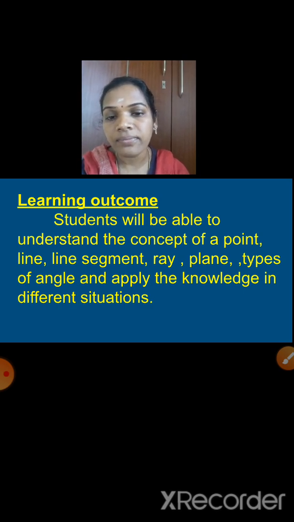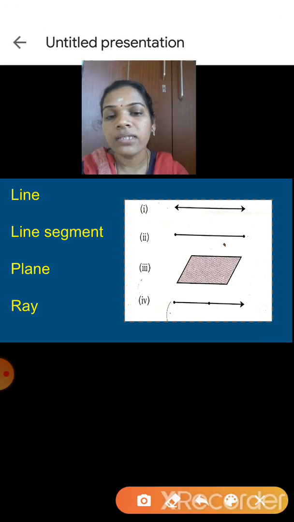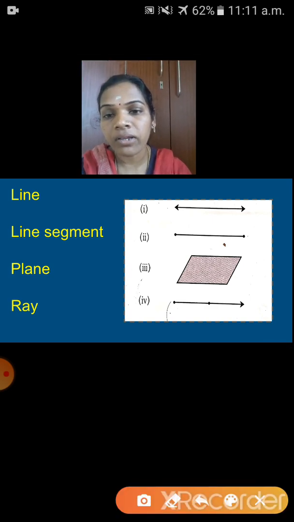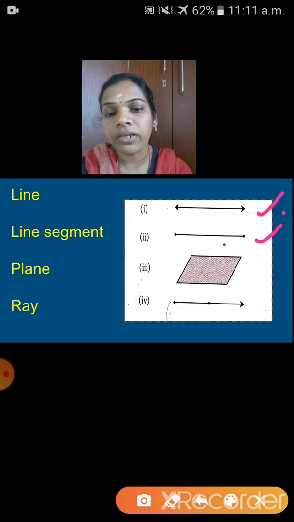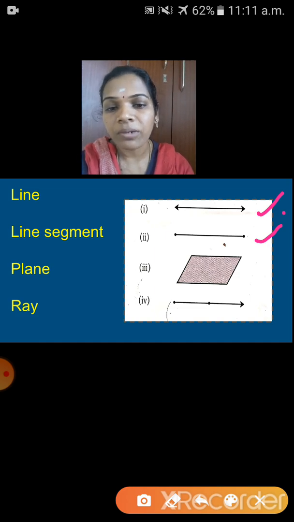Yes, children, see here. How does it look? Line is given here. For example, I have given a line, how it will be. And next one is line segment. Both sides, there is an end point. This is a plane and this is a ray: one end point and one arrow.